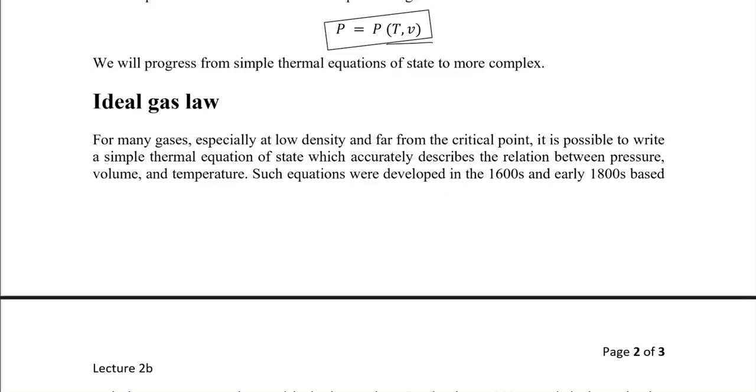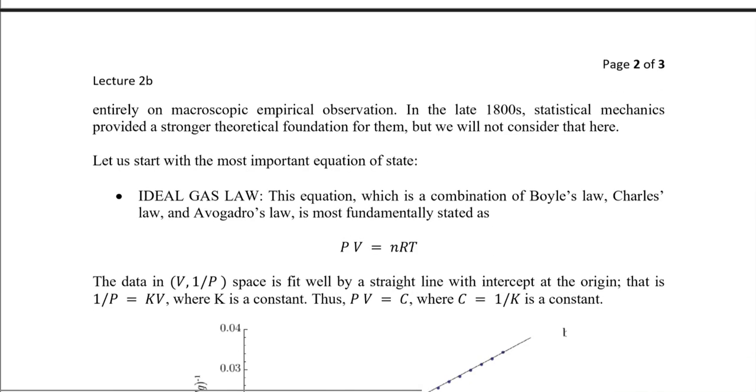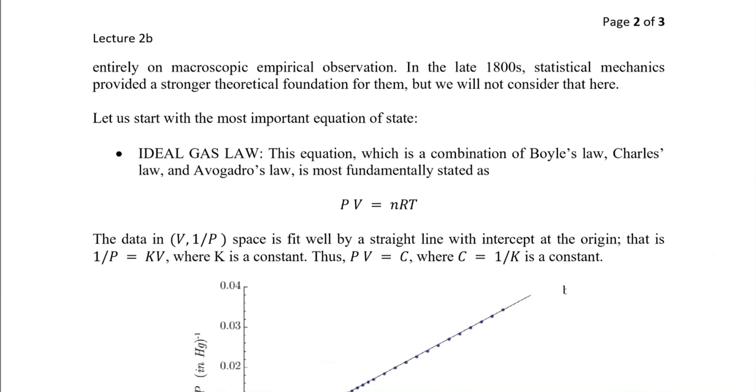It is definitely possible to write a simple thermal equation of state, which accurately describes the relationship between pressure, volume, and temperature. These equations were developed between 1600 and 1800, and later modified with Avogadro's law. So the equation of state is the combination of Boyle's law, Charles's law, and Avogadro's law, and that is PV = nRT.